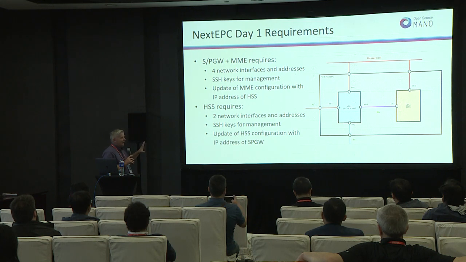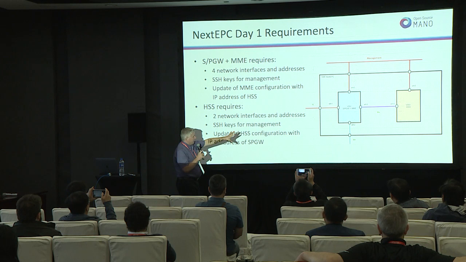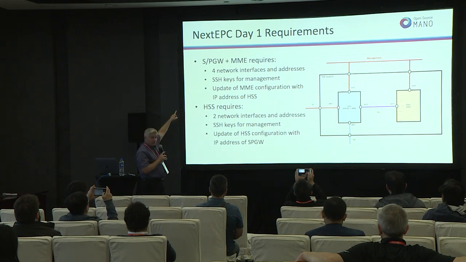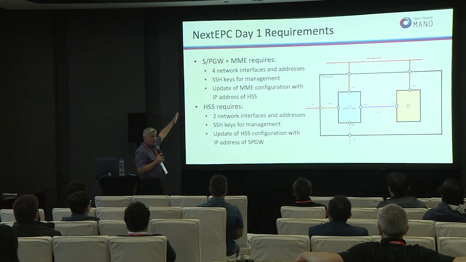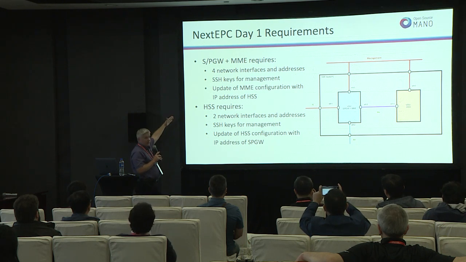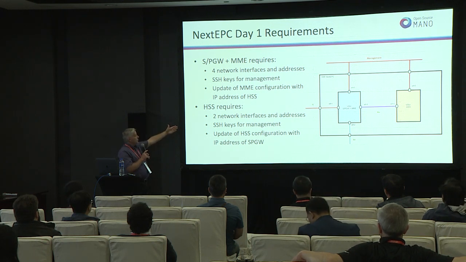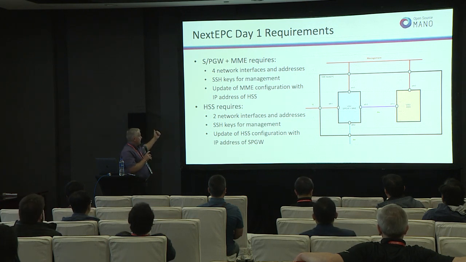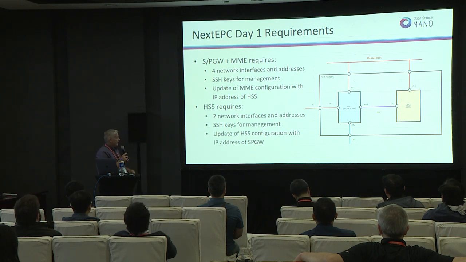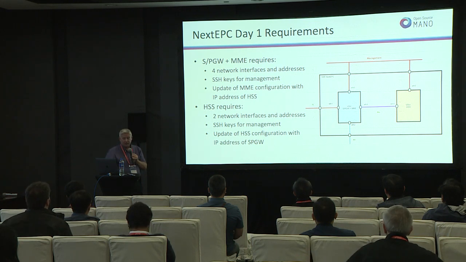So taking a look at the next EPC side of things, here's my same diagram, and I look at this and I go, okay, well, I know I'm gonna need four network interfaces, and I'm gonna need four addresses for it. I'm gonna need to generate SSH keys and get them in through there. I know that the MME configuration needs to be updated so it knows where to find the HSS. The HSS only needs two interfaces. It needs SSH keys as well. And I'm going to want to update the HSS configuration so it knows how to get back to the S gateway and MME.